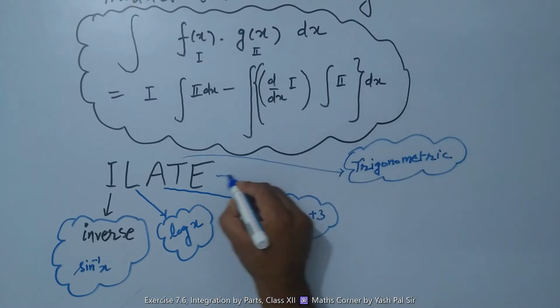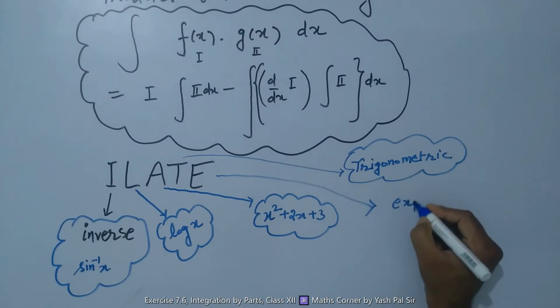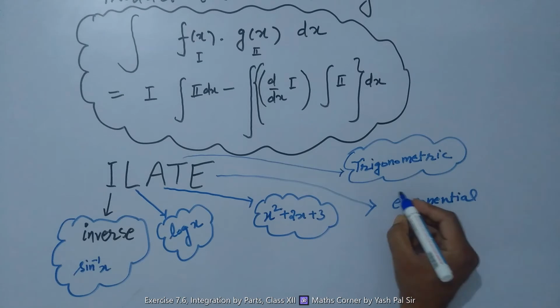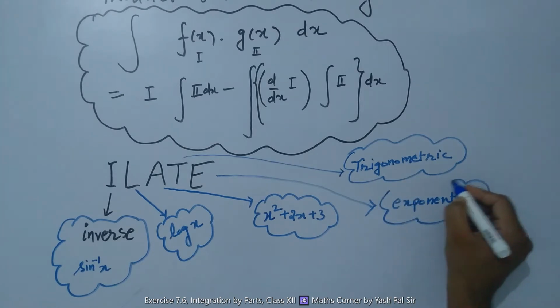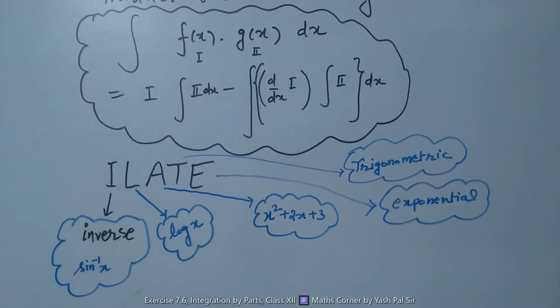Likewise, what is the meaning of E? Exponential functions. Accordingly, we place them as first function, second function, third function, etc. Sorry, first and second function. Only up to this we shall discuss.